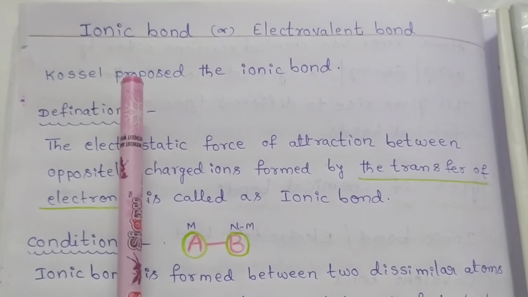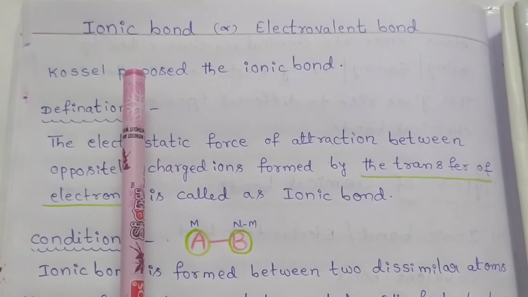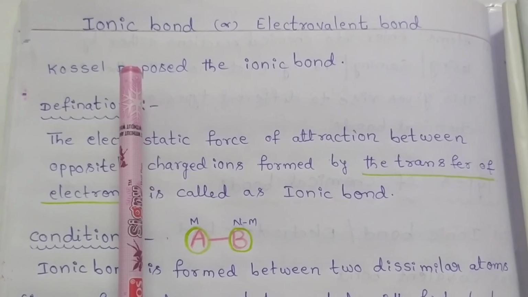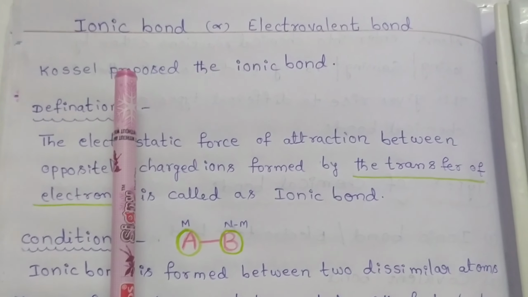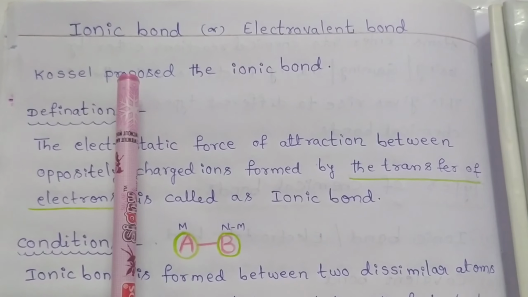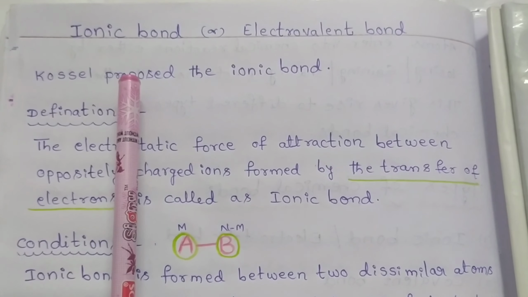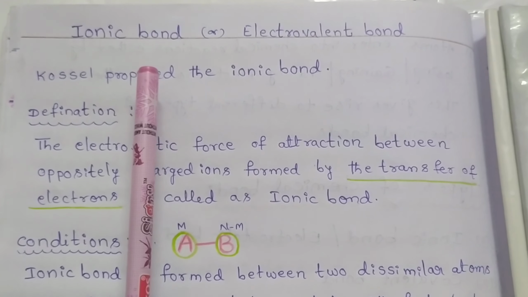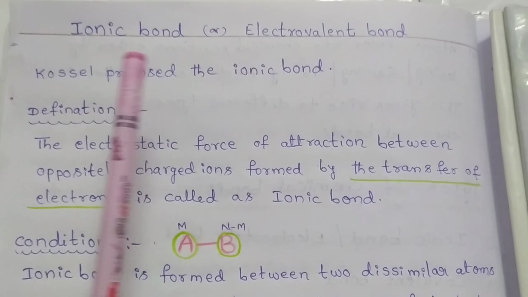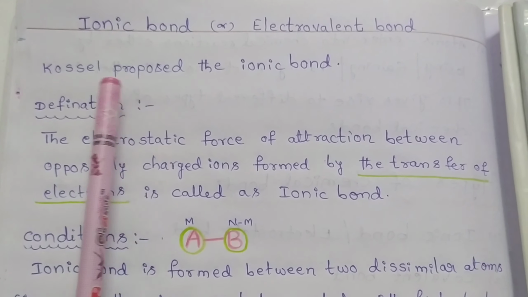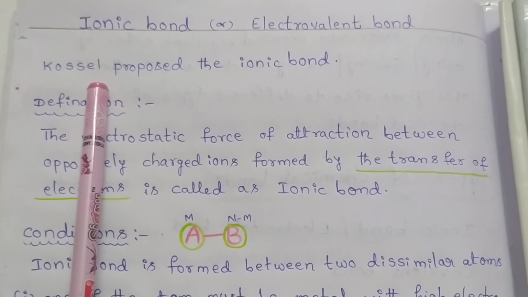Hi students, in the previous video we discussed the definition of chemical bond and its types. In this video we discuss the detailed information about the formation of ionic bond or electrovalent bond. The ionic bond was proposed by a scientist, Kossel.